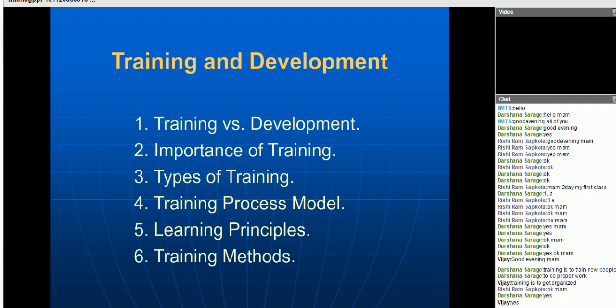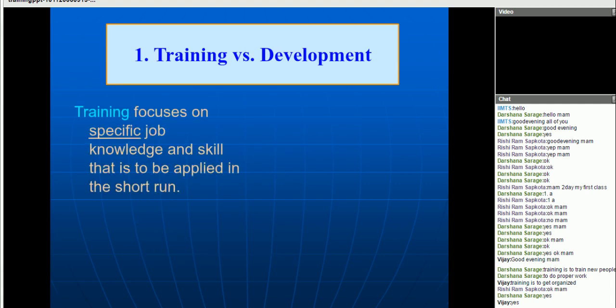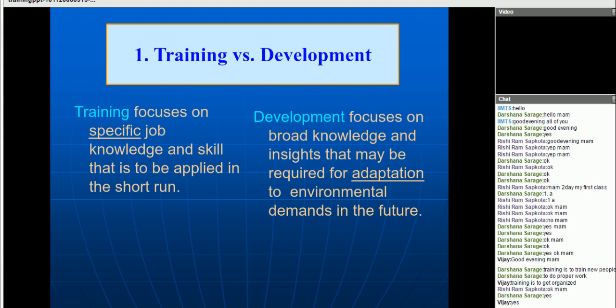So now we go to the main topic. So the first is training versus development. What is the difference between the two? Training focuses on specific job knowledge and skills that is to be applied in the short run.